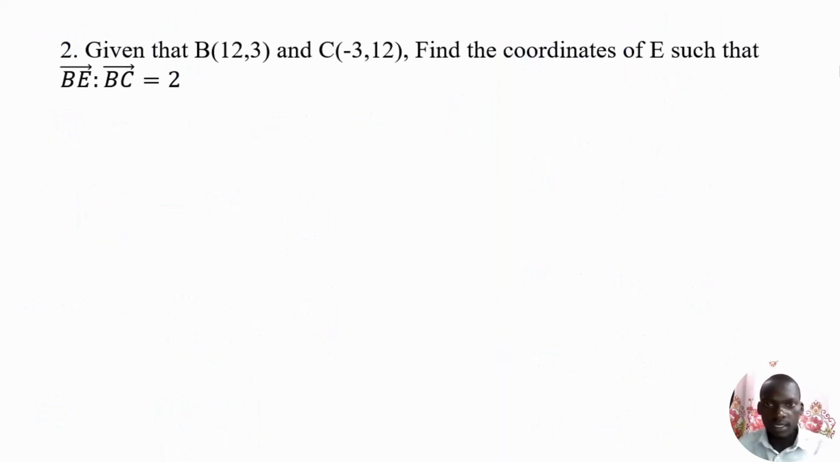Let's have another example. You try out this example 2, which reads: given that B is (12, 3) and C is (negative 3, 12), find the coordinates of E such that the ratio of vector BE to vector BC equals 2. Try it out and drop the answer in the comment section.